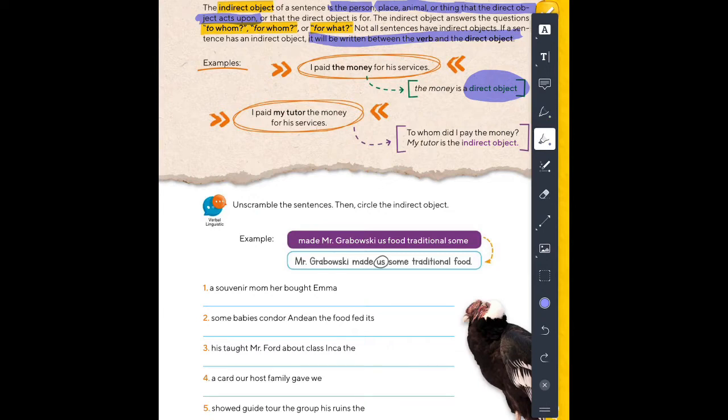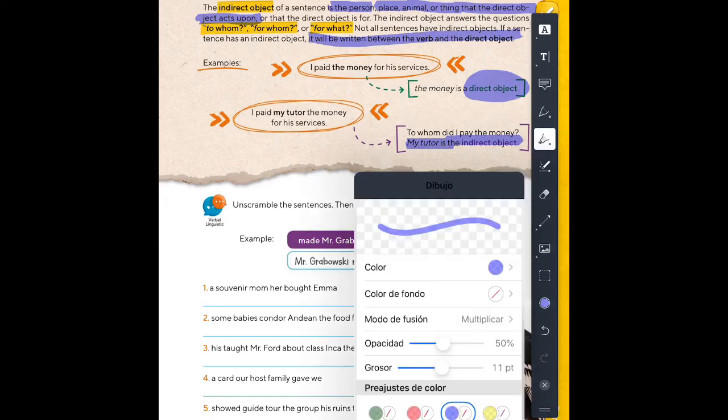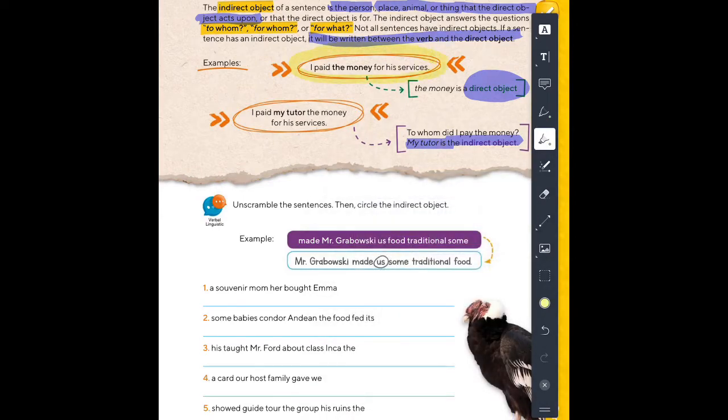So the next example, it says, I paid my tutor the money for his services. To whom, a quién, did I pay the money? My tutor is the indirect object. Can you see the difference? Here, guys, we have a sentence with only direct object. And here we have a sentence with an indirect object. What is the difference here? Well, I think that the difference is that in the indirect object, we are more specific.